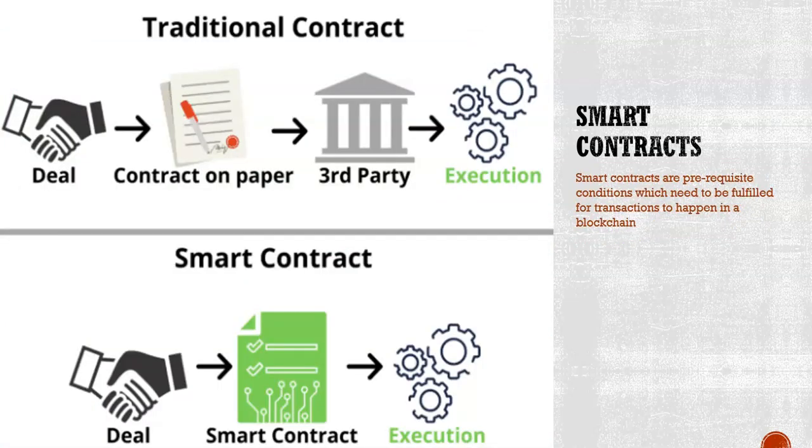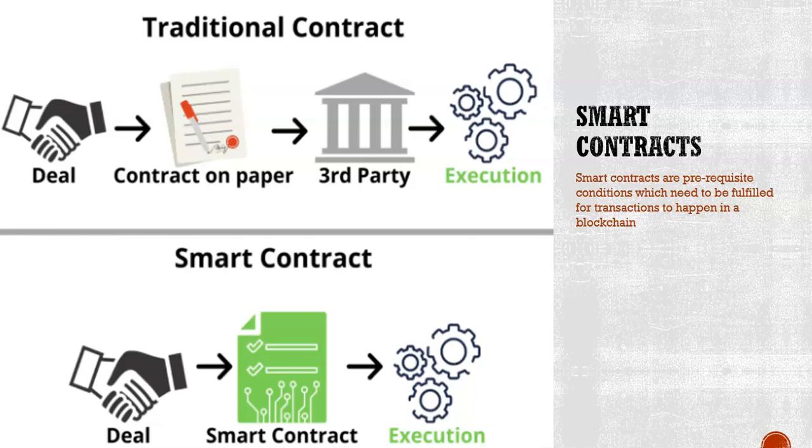And we have learned about, or we have seen, another word which is called a smart contract. So what is a contract? Generally it is called a deal. When two persons agree on some kind of a deal, they write down the contract on paper, and they will hand over or register this contract with a third party. And finally, the contract will come into existence.